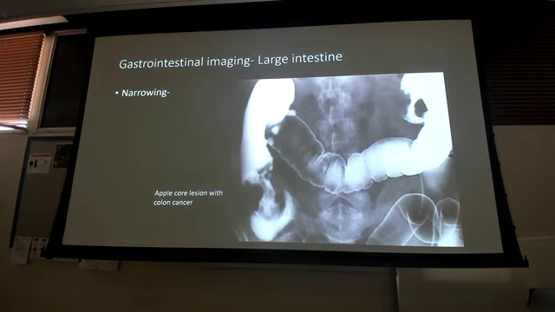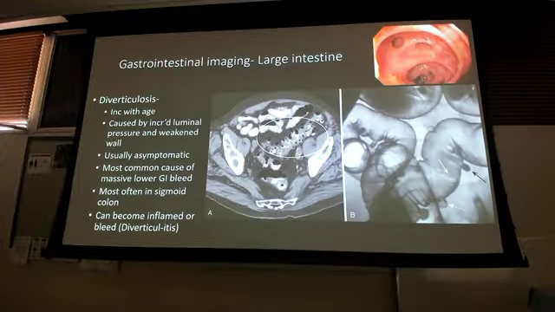And look at that apple core lesion. It's not in the descending colon. All right, diverticulosis. Outpouching, right? Diverticuli is what they're called. Diverticulosis is the medical term for a patient who has diverticuli.